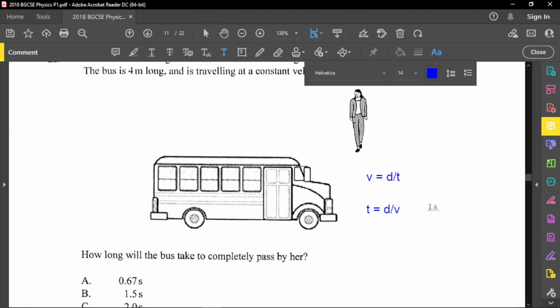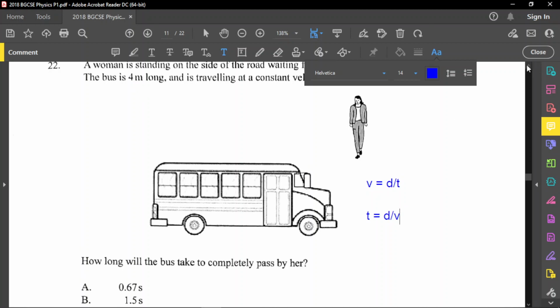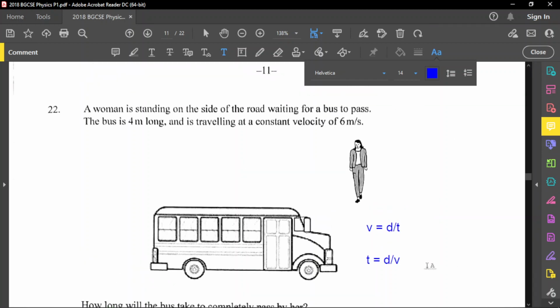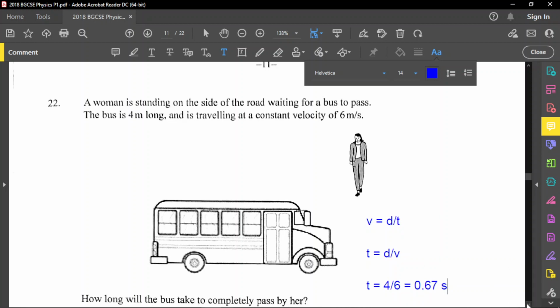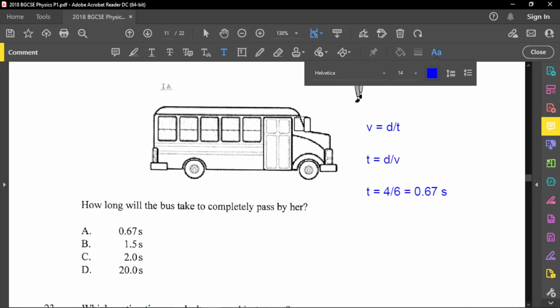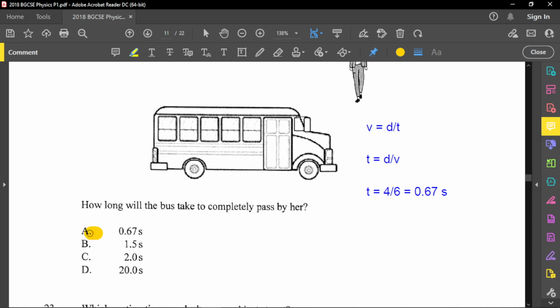We already have our distance, which is 4 meters. Our velocity is 6 meters per second. So T is equal to the distance, which is 4 meters, divided by 6 meters per second. And that equals 0.67 seconds. So our answer here is 0.67. That's A. So A is our correct answer.